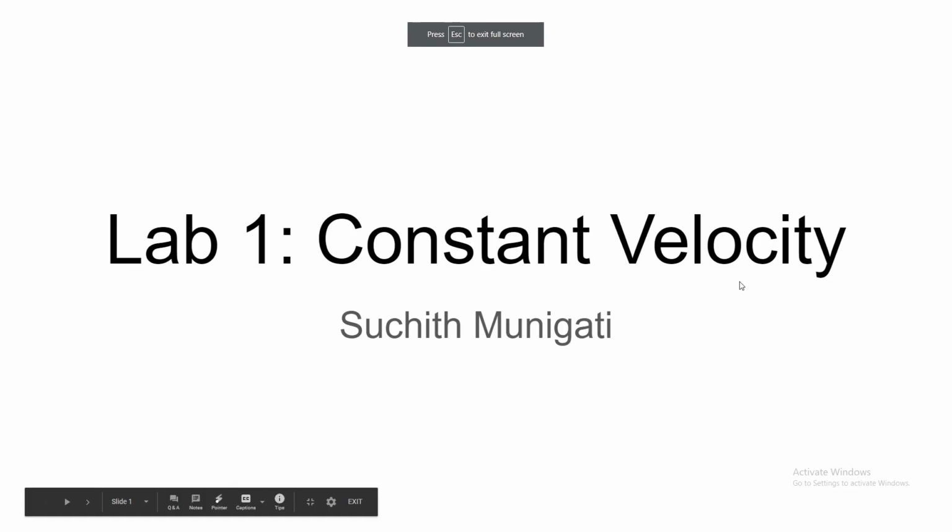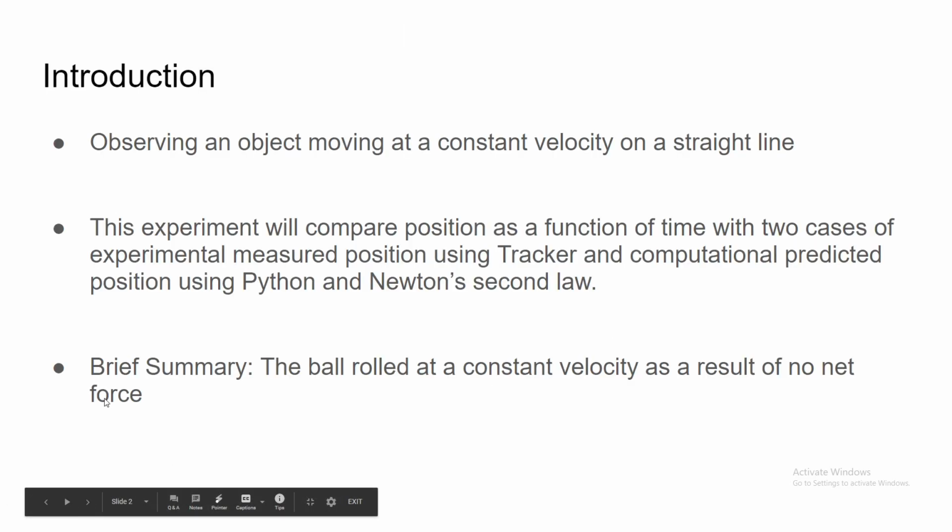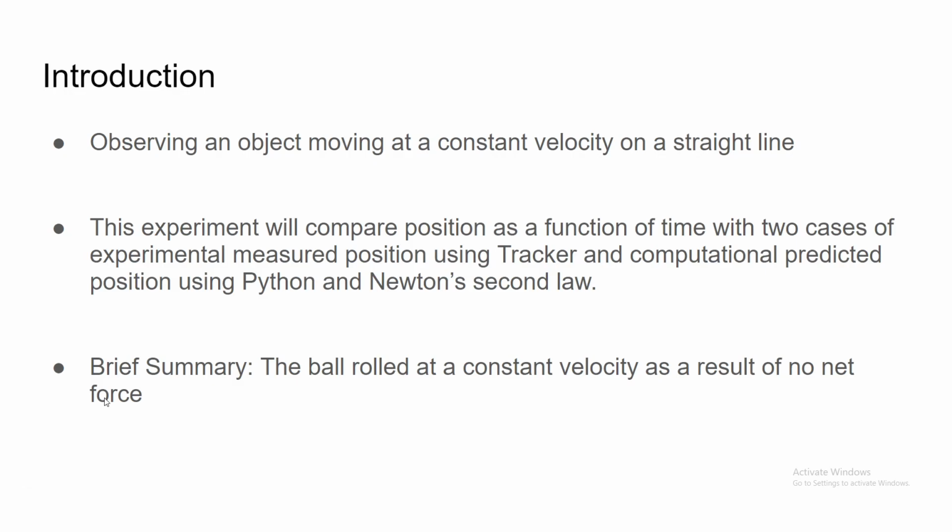This is Lab 1, constant velocity motion, for Suchit Monigati. For this lab, we will be observing an object moving at a constant velocity on a straight line.